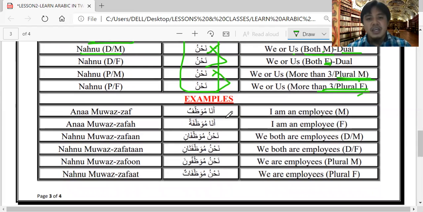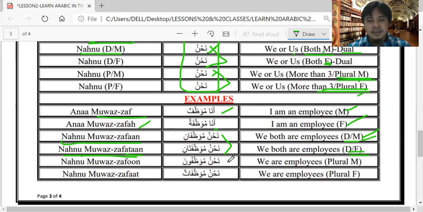So example, Ana muwaddaf. I am a male employee. أنا موظفة. I am an employee, female, singular. And then the second, the two or dual masculine and dual feminine, as we said, both the same. We can use نحن. So نحن موظفان, for both male or one male, one female. And نحن موظفتان. So in addition to tan, موظفتان. So that is exclusive for both or dual females.